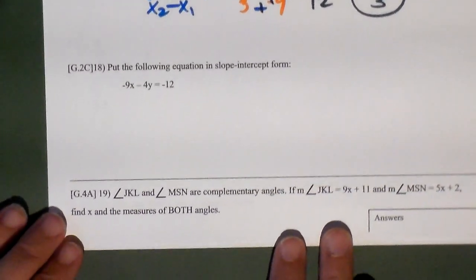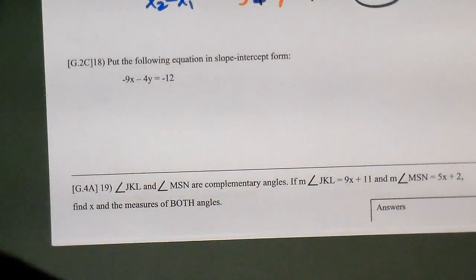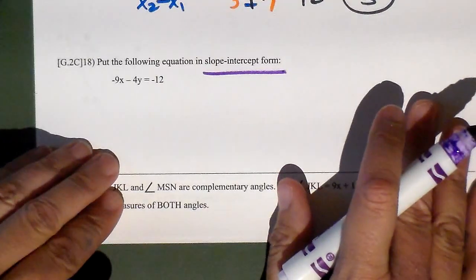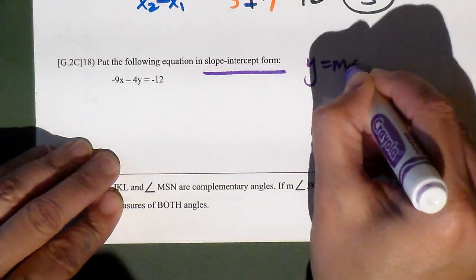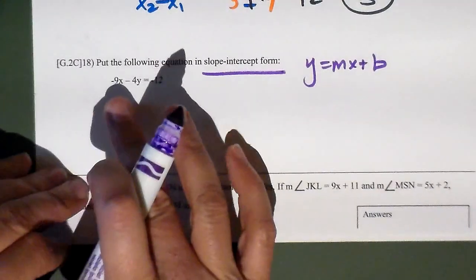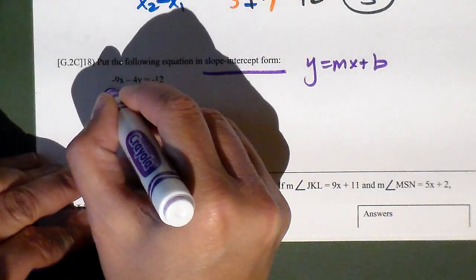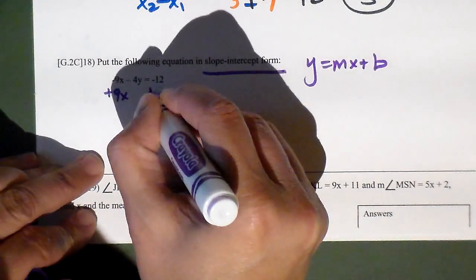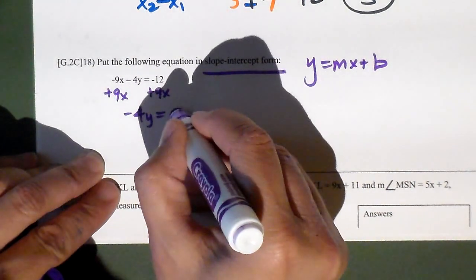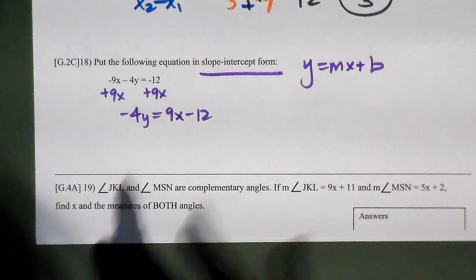All right, last one on the linear side. So on the linear side here, we're looking at put the following equation in slope-intercept form. Well, what's slope-intercept form? Well, slope-intercept form is y equals mx plus b. So I want to get y all by itself. So I'm going to come over here, and I'm going to start moving things around so that I get y alone. So the first thing I'm going to do is add that 9x to both sides of the equation because I want to get rid of the x term and move it to the other side. And it becomes positive when I move it over.